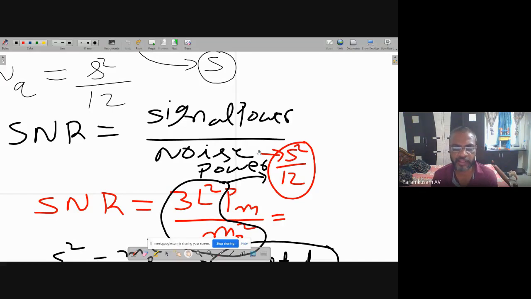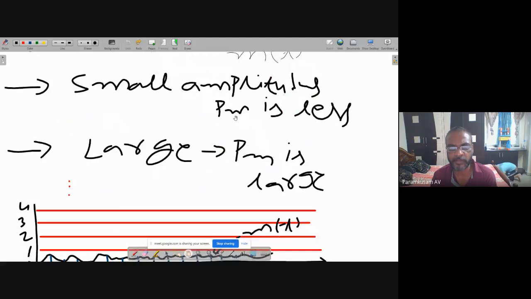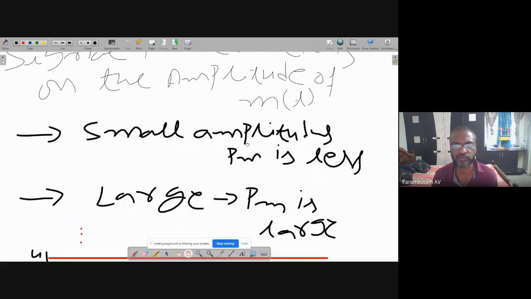That depends upon the amplitude of the signal. అది రాశాను మీకు ఇక్కడ క్లియర్ గా. స్మాల్ యాంప్లిట్యూడ్స్ ఉంటే మెసేజ్ పవర్ ఈజ్ లెస్, లార్జ్ యాంప్లిట్యూడ్స్ ఉంటే మెసేజ్ పవర్ ఈజ్ లార్జ్. అంటే మెసేజ్ పవర్ బట్టి యాంప్లిట్యూడ్ బట్టి మనకి పవర్ మారుతుందా లేదా?